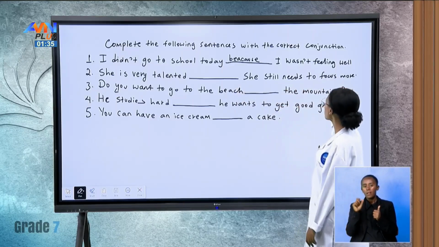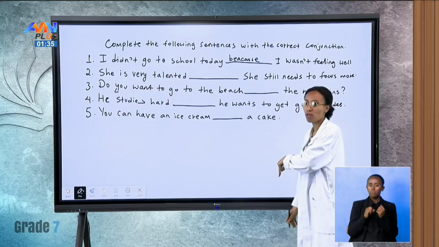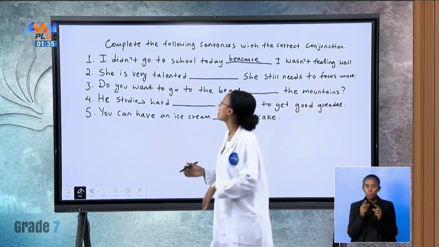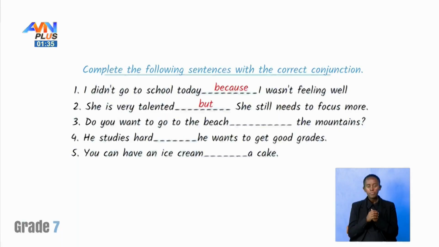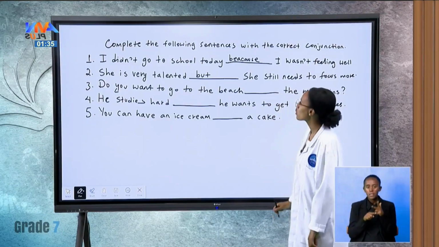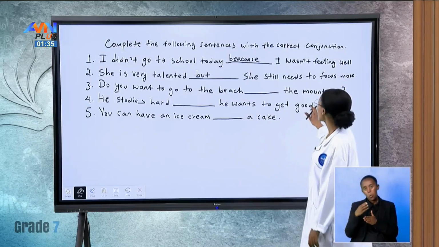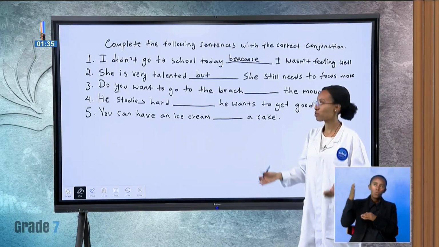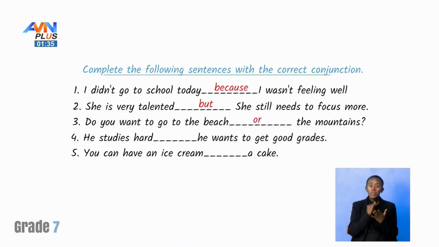Okay, number 2, she is very talented. She still needs to focus more. She is talented, so why does she need to focus more? So these two are negating. She is very talented, but she still needs to focus or practice more. Okay, number 3, do you want to go to the beach? One option. The other one is the mountain. Two options. So if it is an option or an alternative, it is or.